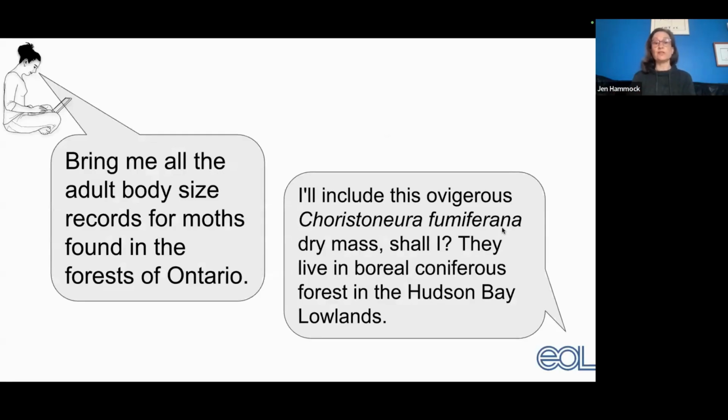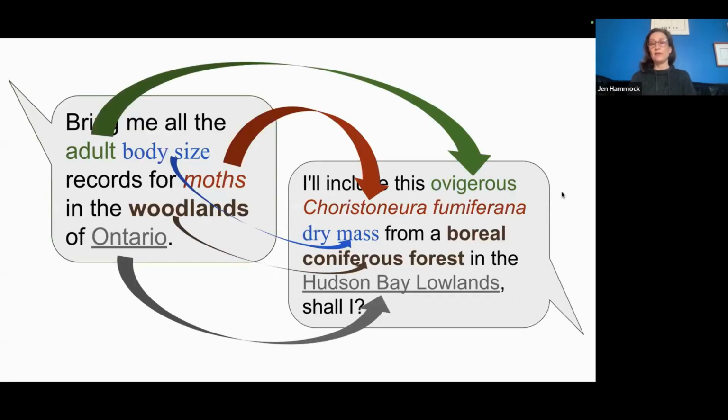A lot of humans come to us with questions in their own words. And we may have records, lots of records, that match their desire and have no words in common with the words in their question. So we feel like our system needs to be able to bridge this gap. Something in EOL needs to know that the word ovigerous, bearing of eggs, like pregnant, implies adult, that moths include the genus Caristonura, that dry mass is a kind of body size, that woodlands include boreal coniferous forest, and that the Hudson Bay lowlands are found in Ontario. So we decided to handle this very directly by terms relationships.